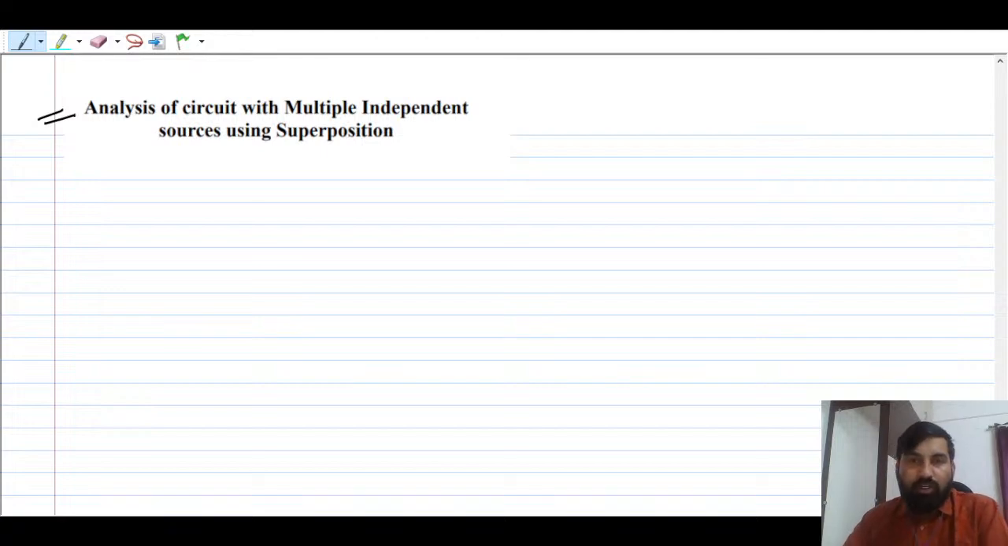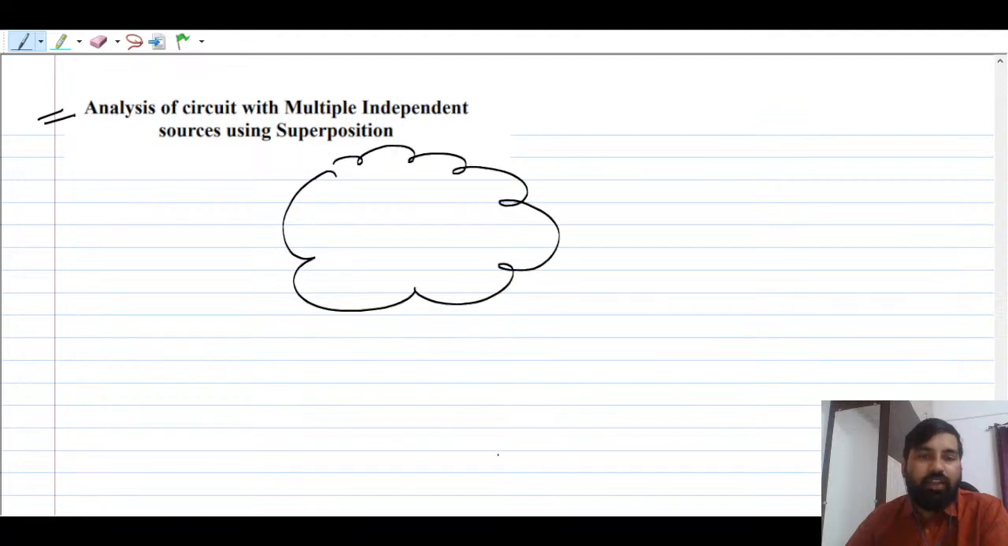The circuit should be what? A linear circuit, first of all. If the circuit is linear, or made of linear elements, then we can use superposition. That is also very important to keep in mind. Suppose this is a black box and there are many independent sources.